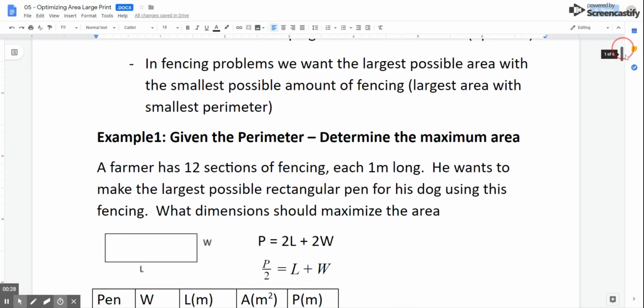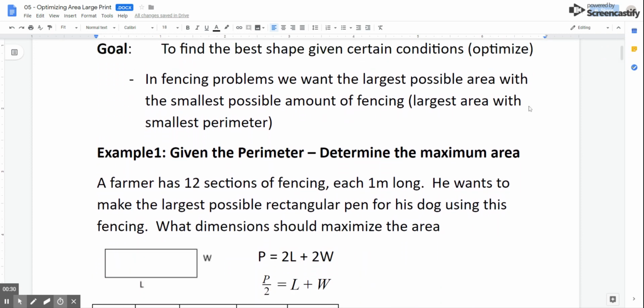We're going to start with an example. A farmer has 12 sections of fencing, each 1 meter long. He wants to make the largest possible rectangular pen for his dog using the fencing. What dimensions should maximize the area?